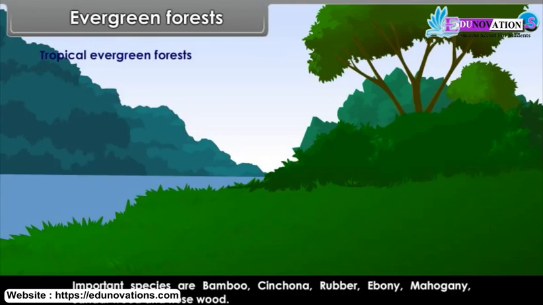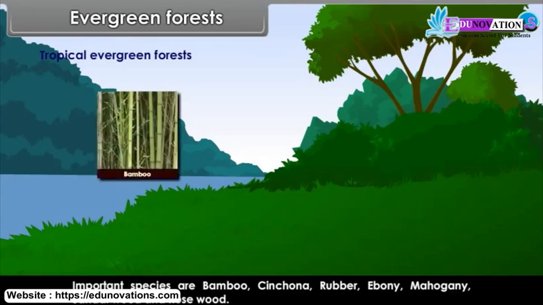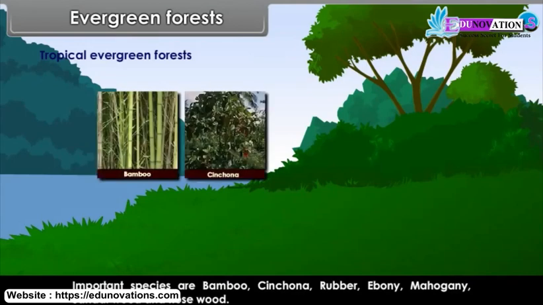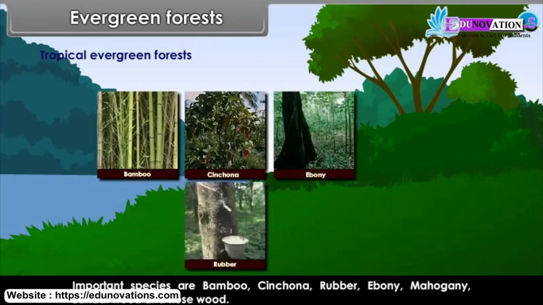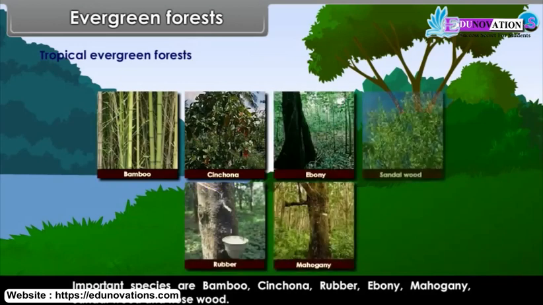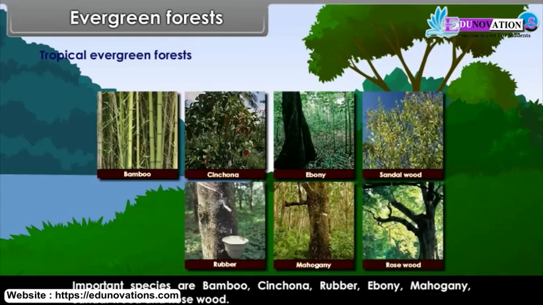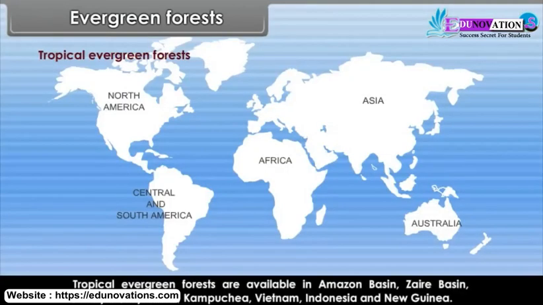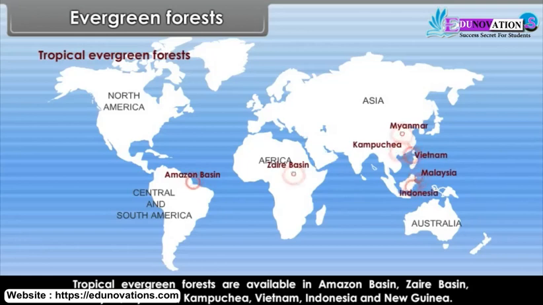Important species are bamboo, cinchona, rubber, ebony, mahogany, sandalwood and rosewood. Tropical evergreen forests are available in Amazon Basin, Zaire Basin, Malaysia, Myanmar, Cambodia, Vietnam, Indonesia and New Guinea.